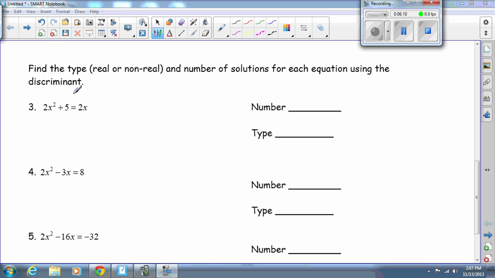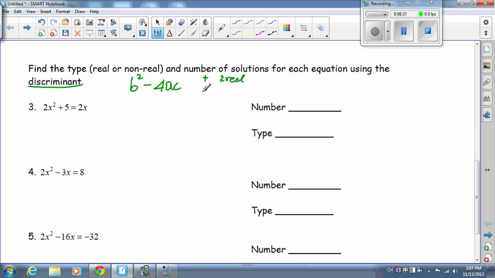On the remaining part, all we're looking for is the discriminant. To find the discriminant, you need to remember it is b squared minus 4ac. Note that when the discriminant is positive, we have 2 real solutions. When the discriminant is 0, we have 1 real solution. And when the discriminant is negative, we have 2 non-real solutions.